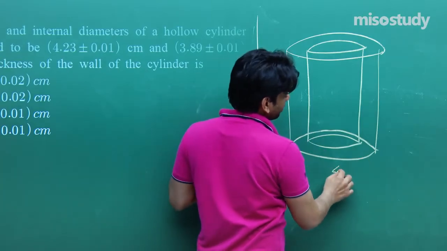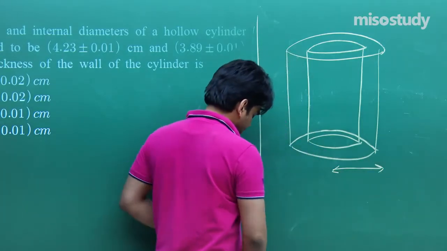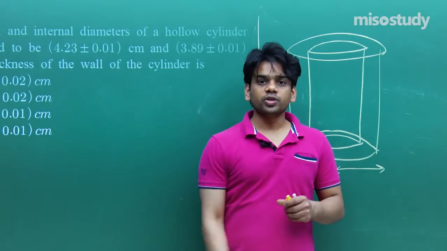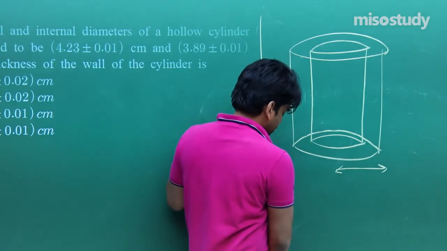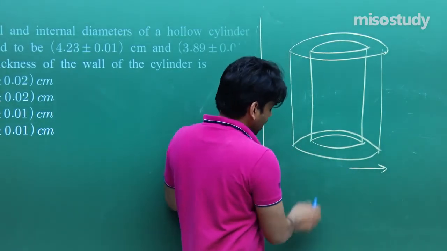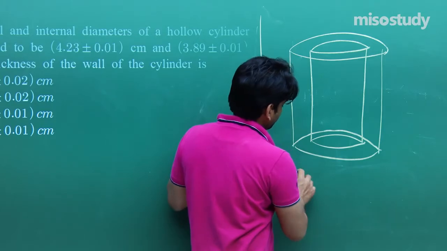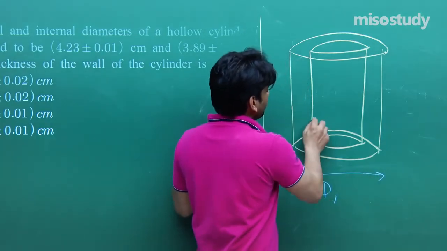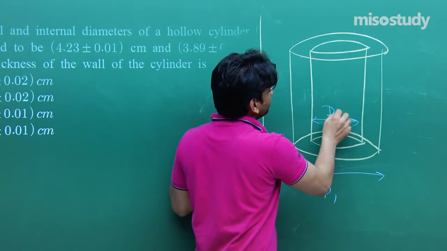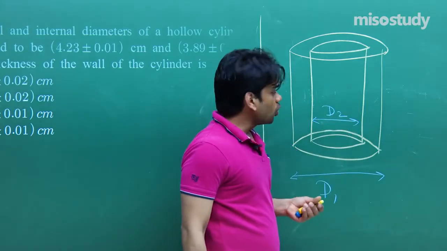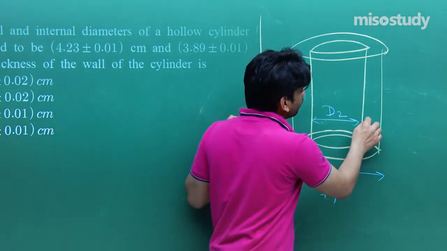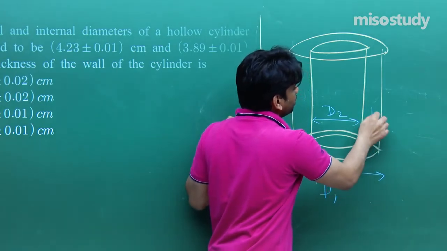It's given that the external diameter comes out to be 4.23. Let me mark this external diameter. Diameter is given, so I am using the complete line to express the diameter. External diameter is given as, let's say, D1, and internal diameter is given as D2. So can we find out the thickness? We have to find this thickness. Let's say the thickness is T.